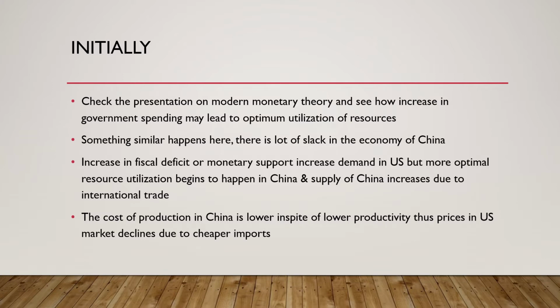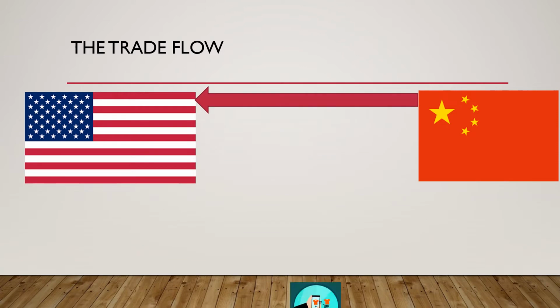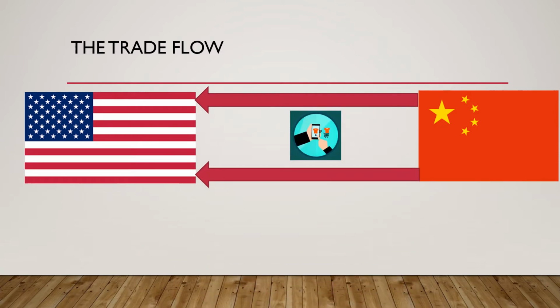Also, because the cost of production of goods in China is low, in spite of the lower productivity, prices in the US market will also decline due to cheaper imports. Now let's see how the trade will flow. China will be sending goods and services to US, and at the same time would be sending in a kind of deflation or lower prices to the US. Thus, this will allow the government to increase its fiscal deficit even more because of the lower prices.